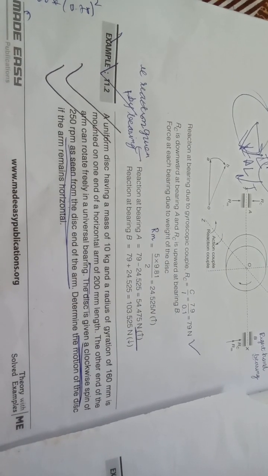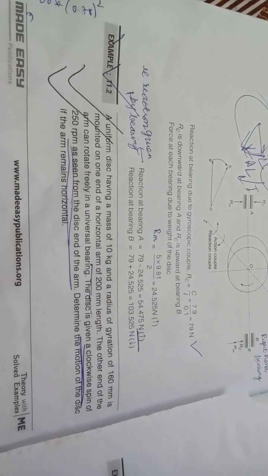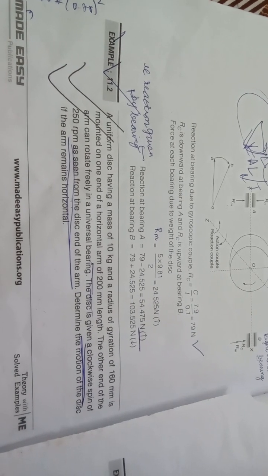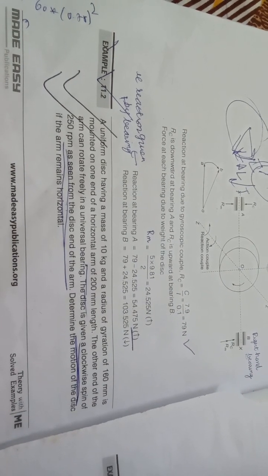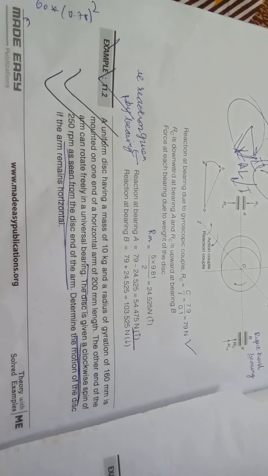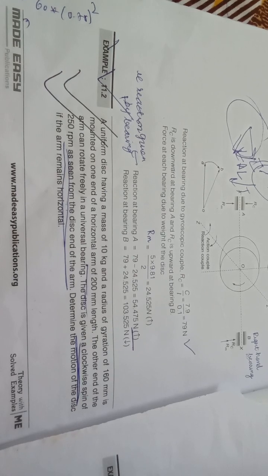The disc is given a clockwise spin of 250 rpm as seen from the disc end of the arm. Disc end of the arm means the end where the disc is located. From that view, determine the motion of the disc if the arm remains horizontal.